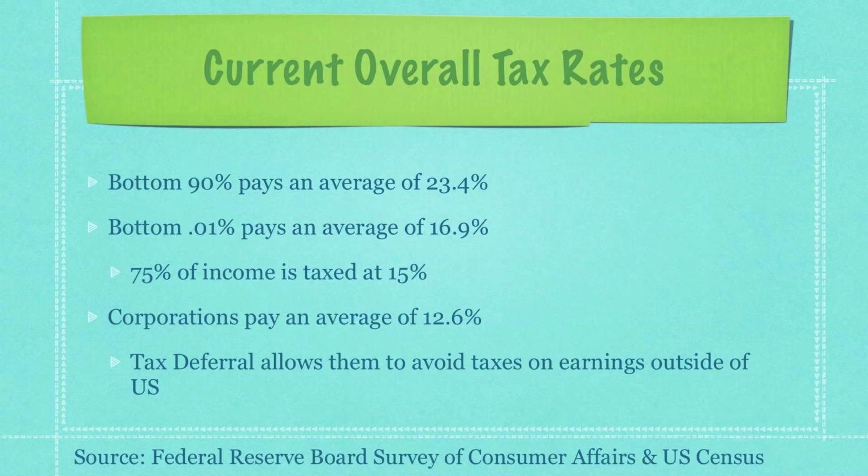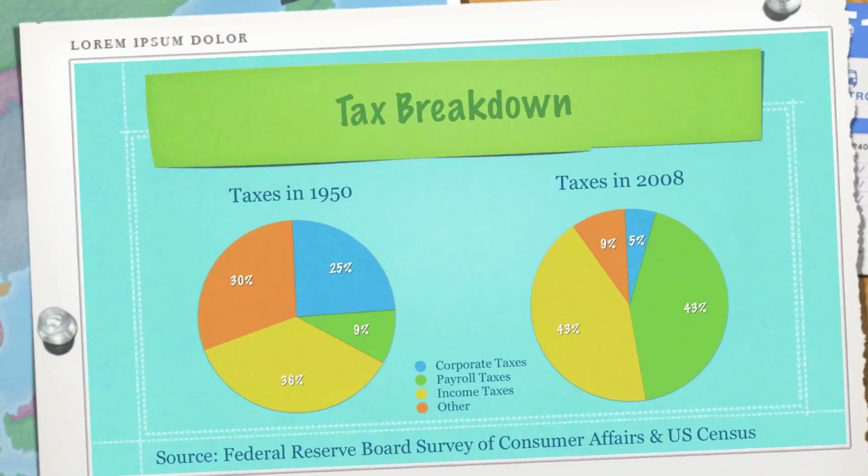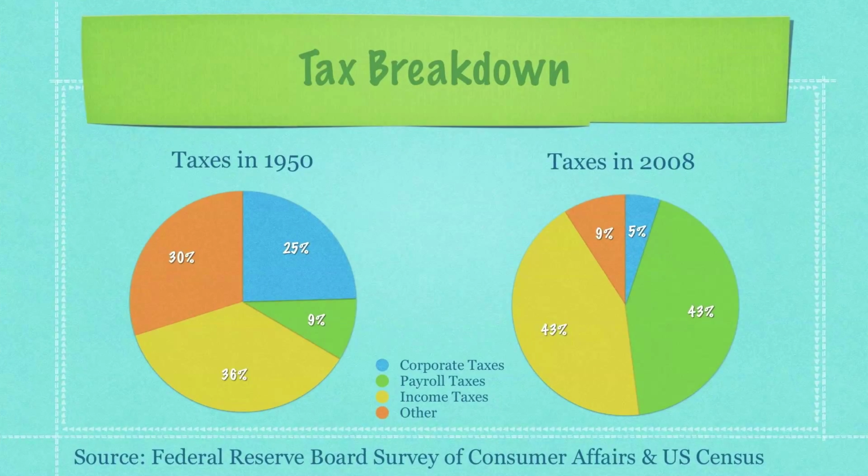And whenever you hear about not taxing corporations for shipping jobs overseas, what they're actually talking about is the tax deferral system, which allows corporations to avoid taxes of any type as long as they keep those earnings outside of the United States. So here's an overall tax breakdown between 1950 and 2008. I don't have more reliable information in regards to today's numbers, and that's why I'm using 2008 numbers, because they're very reliable.